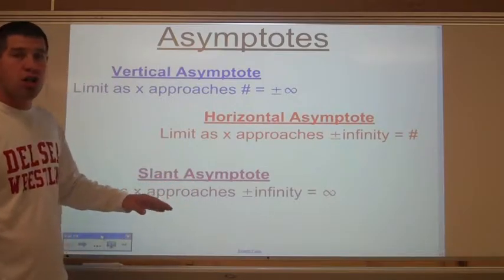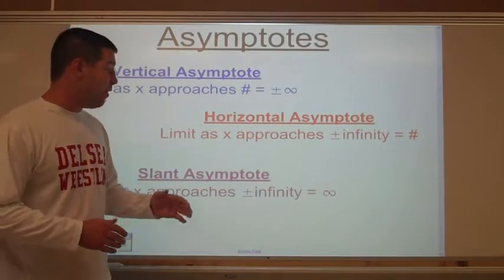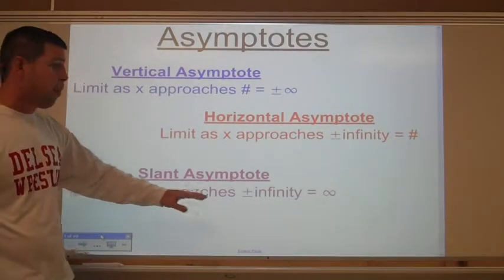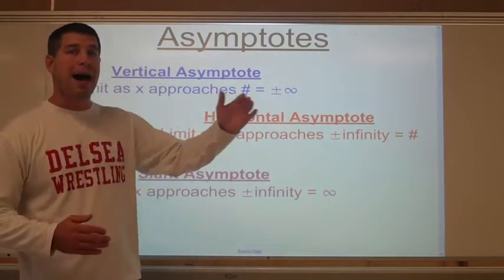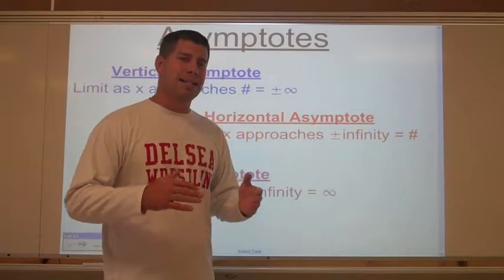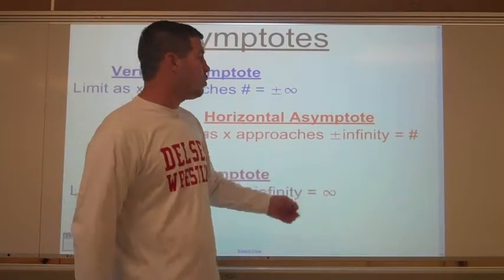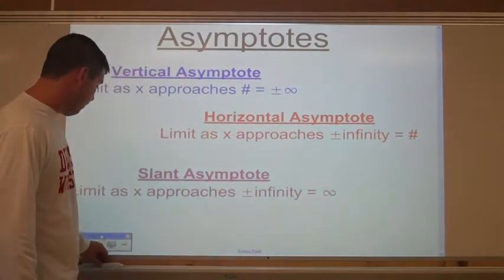Slant asymptotes also happen at the end, and it's a limit as x approaches infinity, far to the right or far to the left, and the function will still go to positive or negative infinity, but the slant asymptote will approach a line, which we'll show you an example of a little bit later.